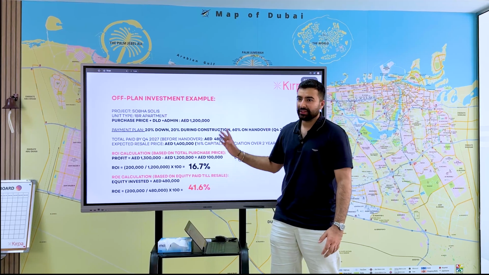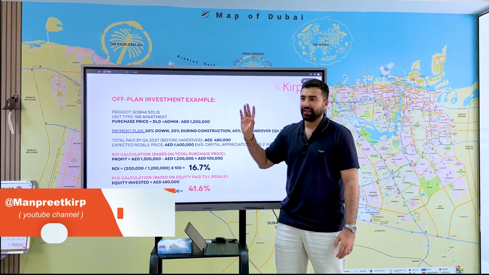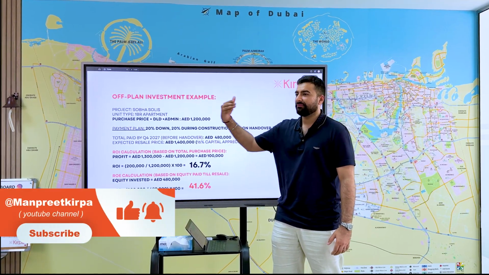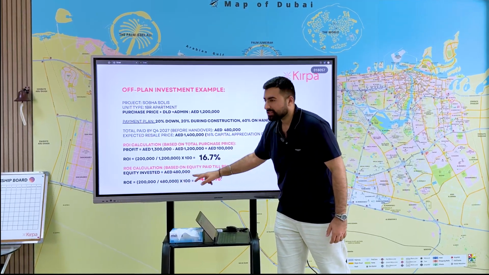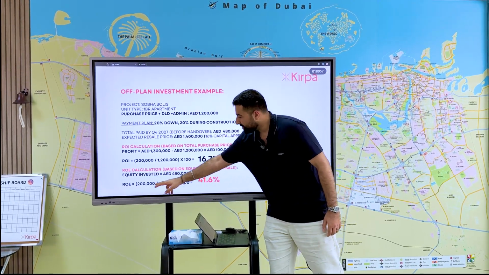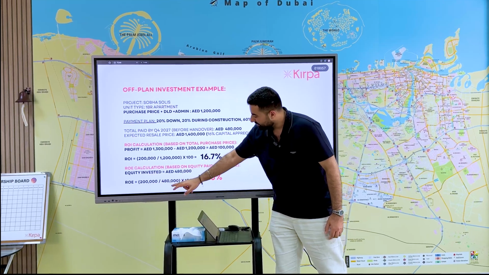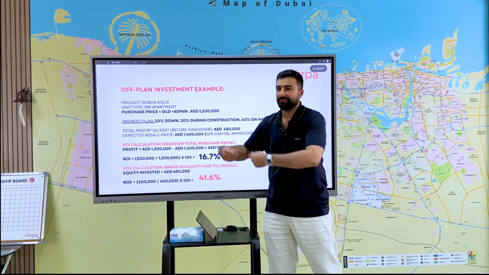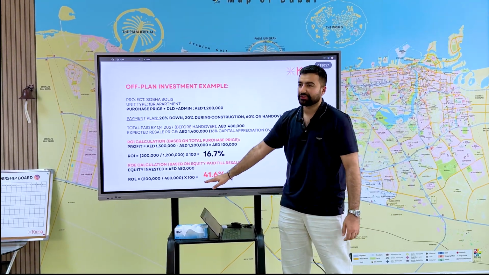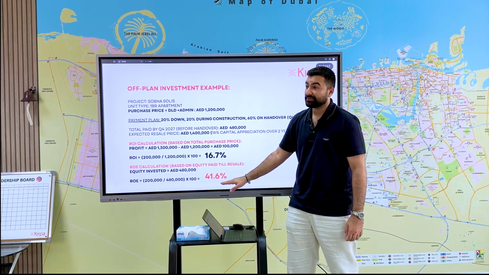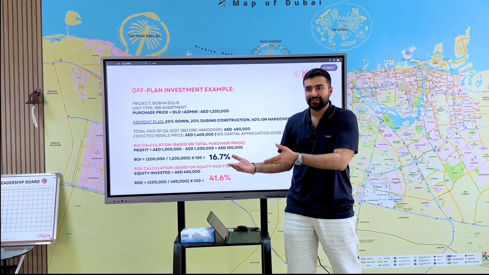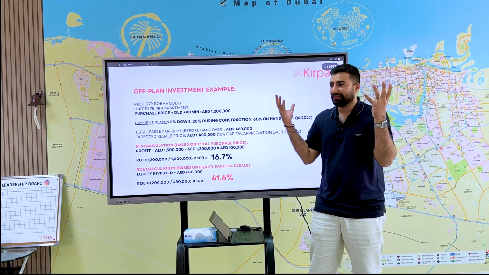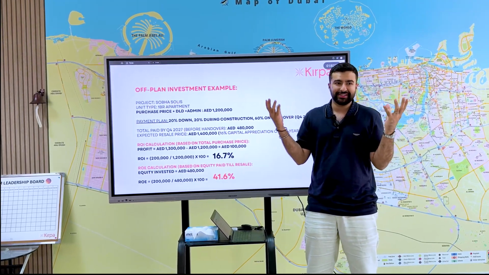Okay. Now let's calculate ROE, return on equity. How much money we have made on the money we've invested. Okay. So equity invested, how much? 480,000. How much profit? 200,000, divided by 480,000, which is how much money we put in. So what's our real return? 41.6% in 2 years. When you say that to an investor, don't you think their ears will be like, wow, really? I didn't know that.